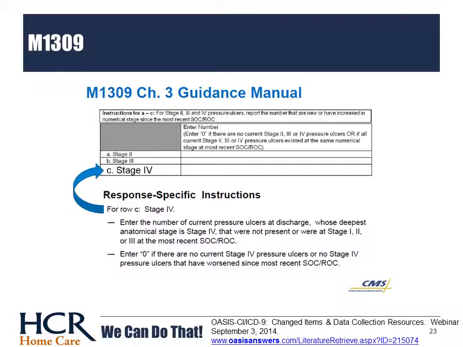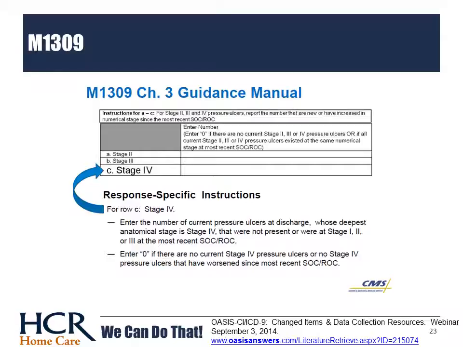Now let's look at stage 4 pressure ulcers. The question will ask, for stage 4 pressure ulcers, report the number that are new or have increased in numerical stage since the most recent start of care or resumption of care. You will have to enter a number, and you can enter a 0 if there are no current stage 4 pressure ulcers, or if there are stage 4 pressure ulcers, but they have existed at the same numerical stage at the most recent start of care or resumption of care.